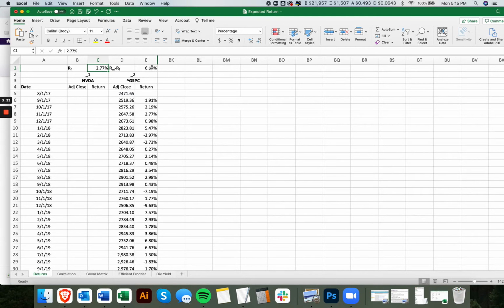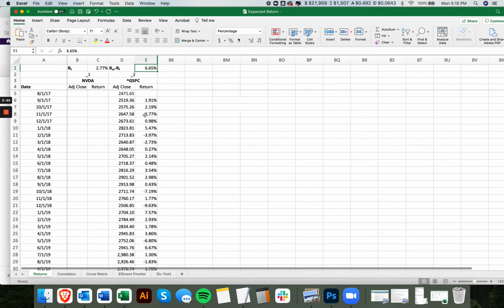And then here we have, this is what's known as the market risk premium. So it's the difference in the return on the market, which again, we're using a proxy of the market, S&P 500, the difference between that and the risk-free rate. And so this becomes meaningful as we calculate expected return. Okay, so let's get started.